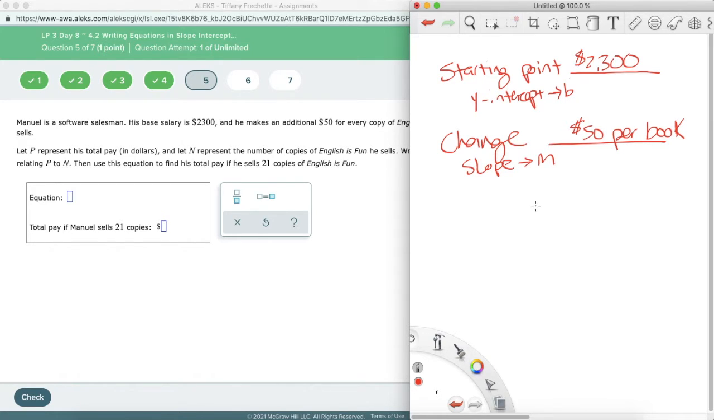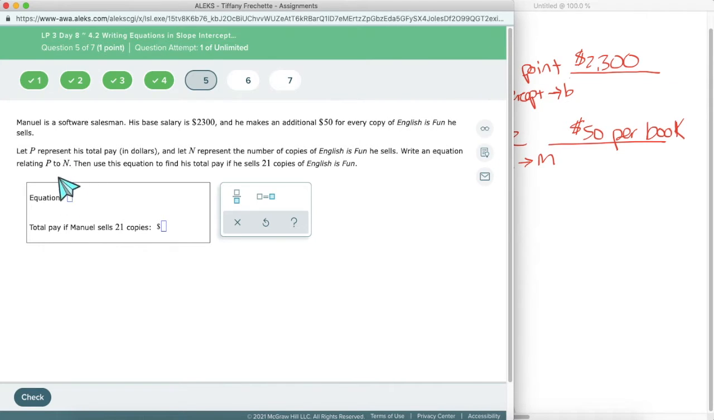So now we want to write an equation for this because they're asking us to write an equation down here. But we do need to pay attention to this next part. It says, let P represent his total pay and let N represent the number of copies of English is Fun he sells. Write an equation relating P to N. Then use this equation to find his total pay if he sells 21 copies of English is Fun.